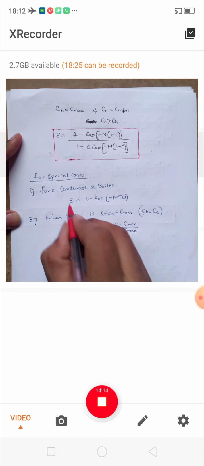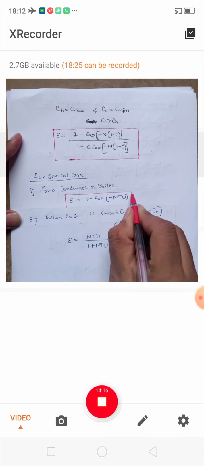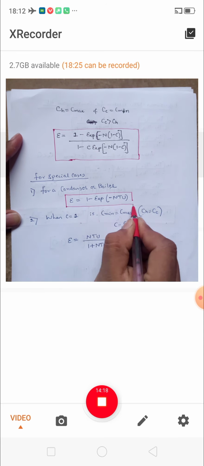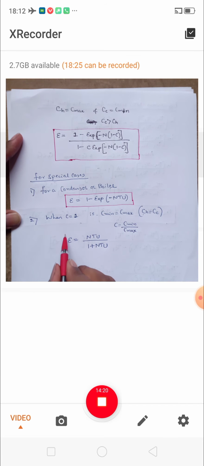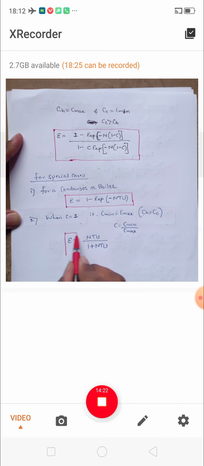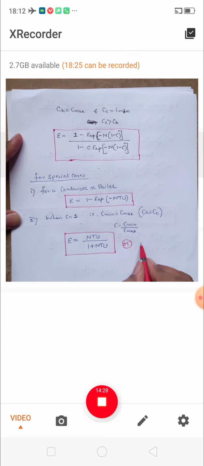So this is my final expression for the condenser or boiler effectiveness for the counterflow heat exchanger, and the effectiveness for the counterflow heat exchanger when C is equal to 1, or we can write this equation as epsilon is equal to N divided by 1 plus N, both are the same. So this is the effectiveness of the counterflow heat exchanger.